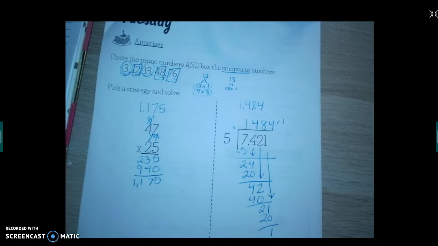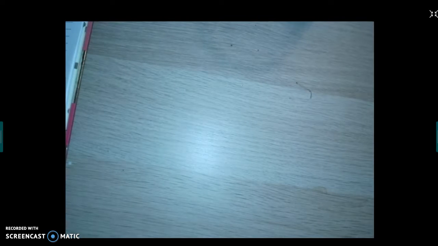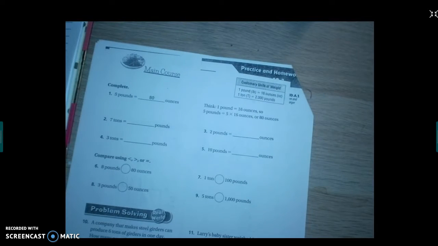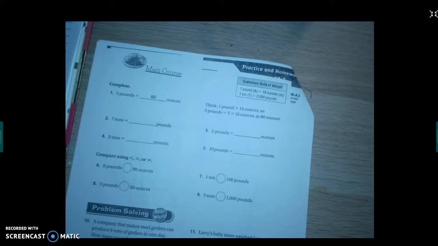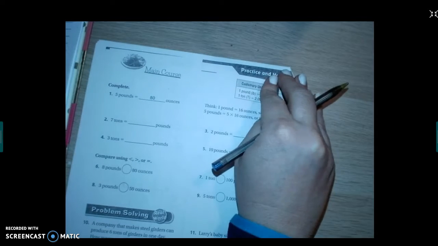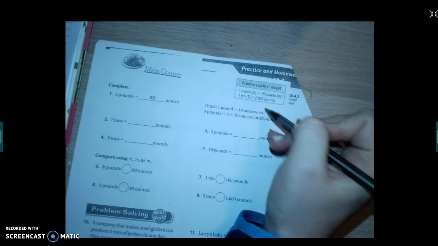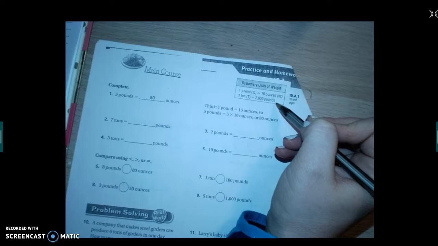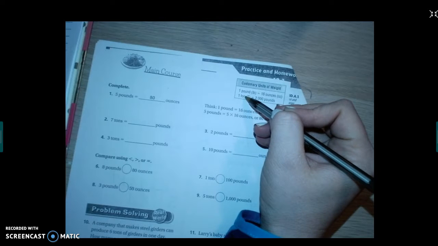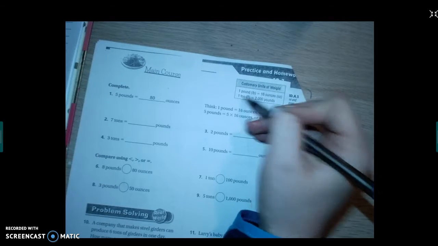Okay, we are going to go ahead and turn the page. And on this page, you will see that we're going to be talking about customary units of weight. And we're really only doing 2 conversions today, pounds to ounces or tons to pounds. So your key is up here. There are 16 ounces in 1 pound. There are 2,000 pounds in 1 ton.